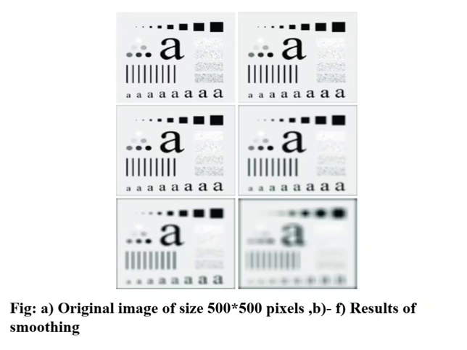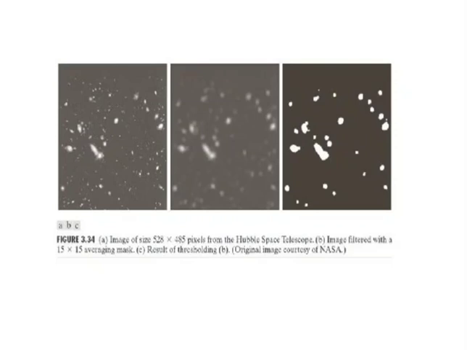The best known filter in this category is the median filter, which as its name implies replaces the value of the pixel by the median of the intensity values in the neighborhood of the pixel. The original value of the pixel is included in the computation of the median. Median filters are quite popular because for certain types of random noise, they provide excellent noise reduction capabilities with considerably less blurring than linear smoothing filters of similar size. Median filters are particularly effective in the presence of impulse noise, also called salt-and-pepper noise, because of its appearance as white and black dots superimposed on an image.